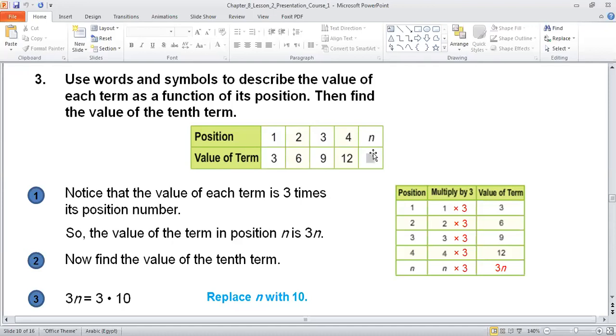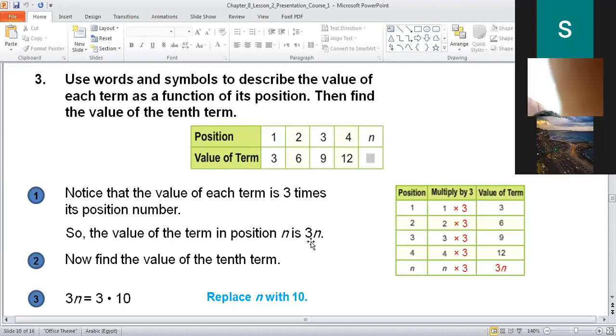N times 3 equals 15, what? No, my friend, you put 5, and 5 times 3 equals 15. Khaled, look with me, my friend. If I multiply n by 3, it gives me 3n. Can you see it? Yes.